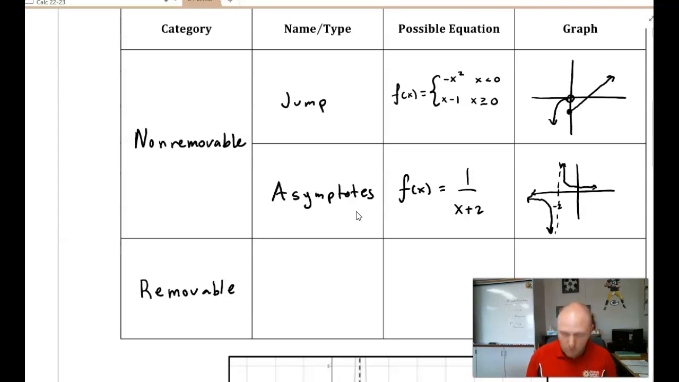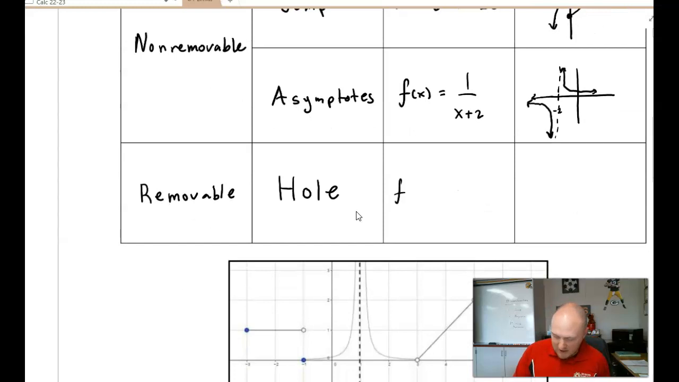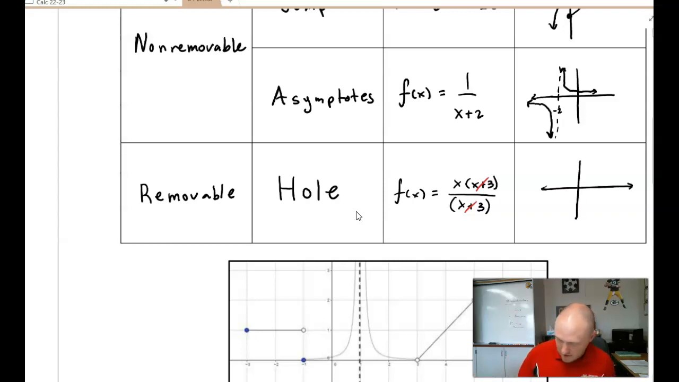Okay, now alone in its own class, removable. This is the only removable discontinuity. I don't know why they just named the whole category after it, but that is a hole. A hole, wow, what a hole. This is when we have a factor top and bottom that's exactly the same. So if I have a function x times x plus 3 divided by x plus 3, I have a factor top and bottom that, when we reduce this, those factors cancel. So here we have a hole at -3, right? If I set that equal to 0 and solve, we get x equals -3. So the reduced function is just f of x equals x.